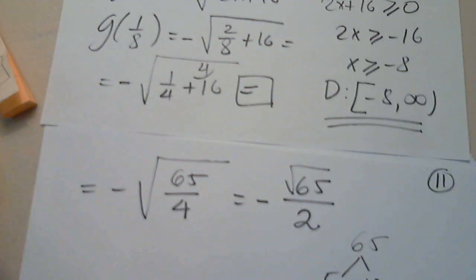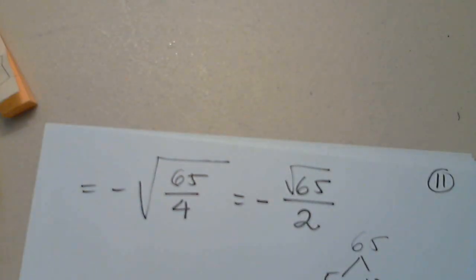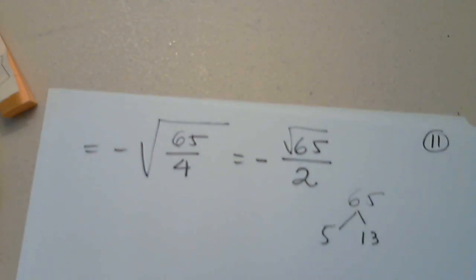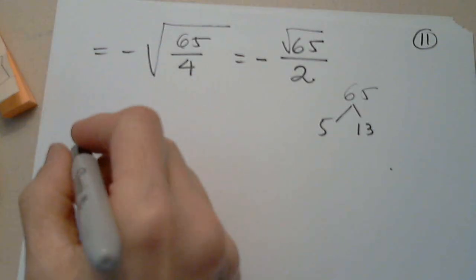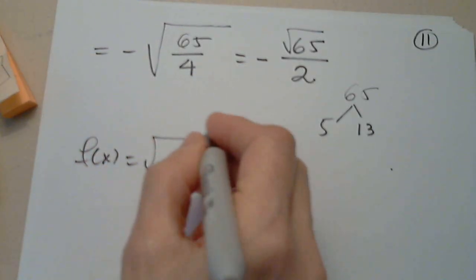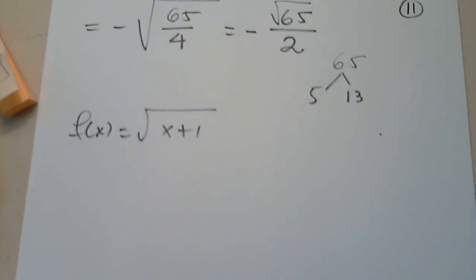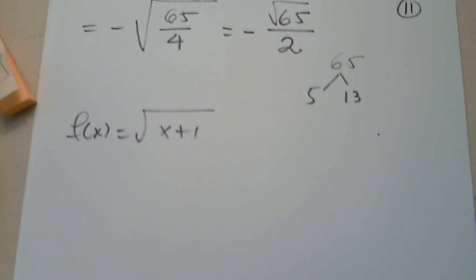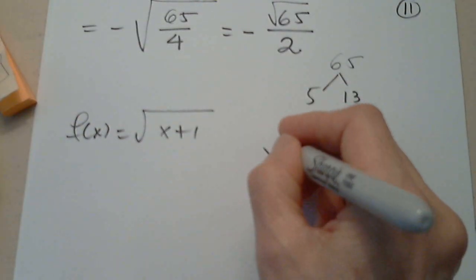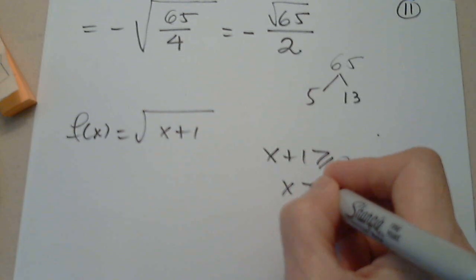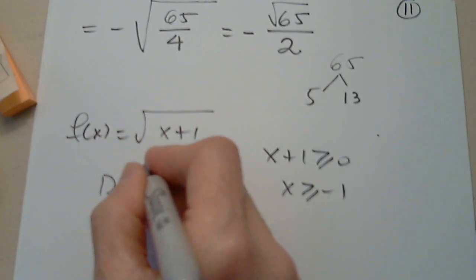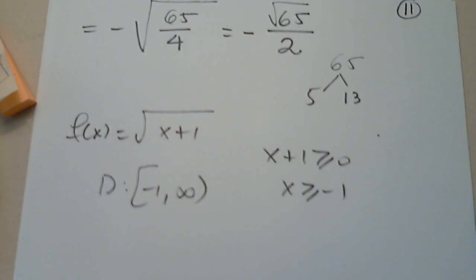Find the domain. Excellent. What is the inequality that I have to write to find the domain of this function, the square root of x plus 1? I need the inequality that I need to write and solve. X plus 1 greater than or equal to 0? Very good. So x greater than or equal to -1. So the domain is from -1 to infinity. Very good. This is it. That's all we need.